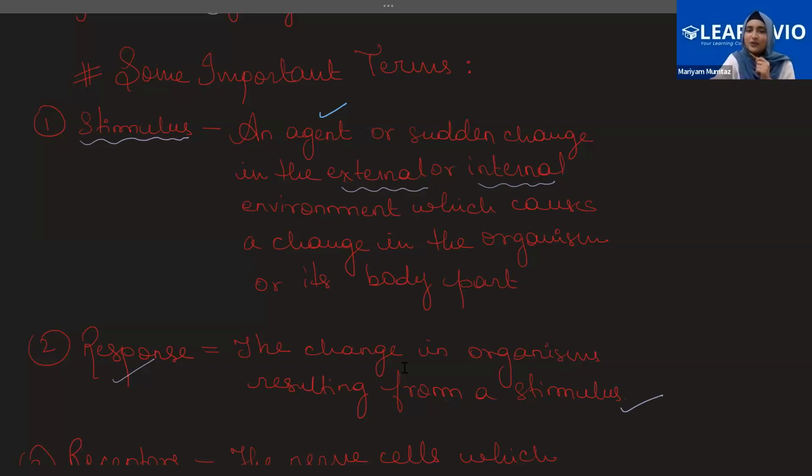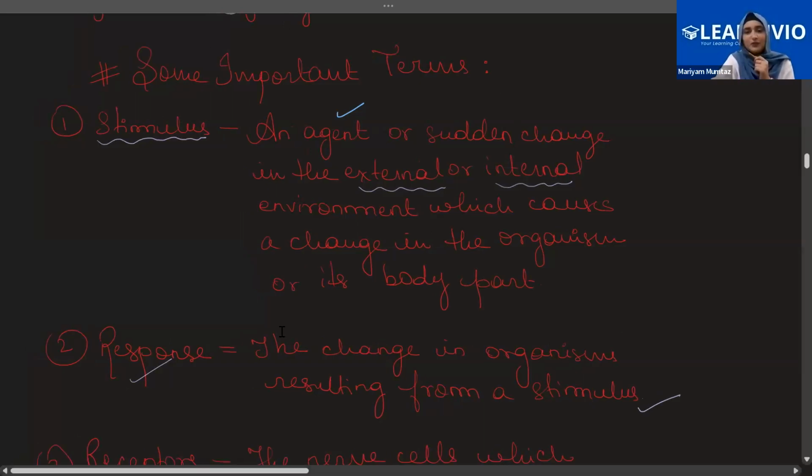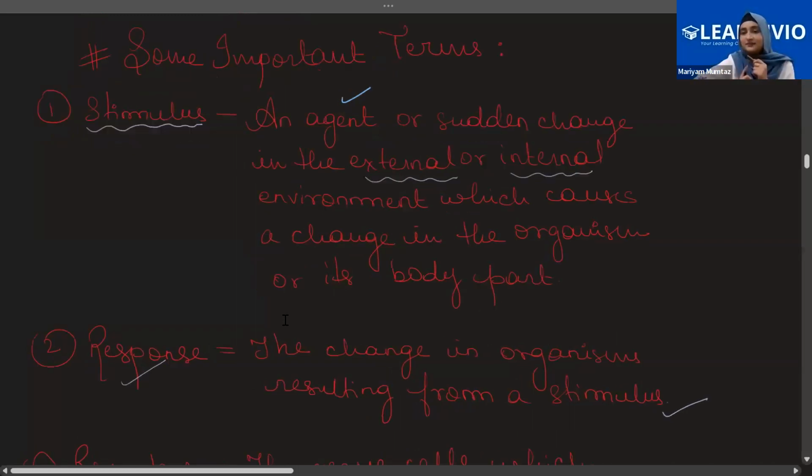See, I also want to be a friend only. I don't want to be strict. I don't want to act like a teacher. But you people force me and I don't like that. Anyway, stimulus is clear to everyone?